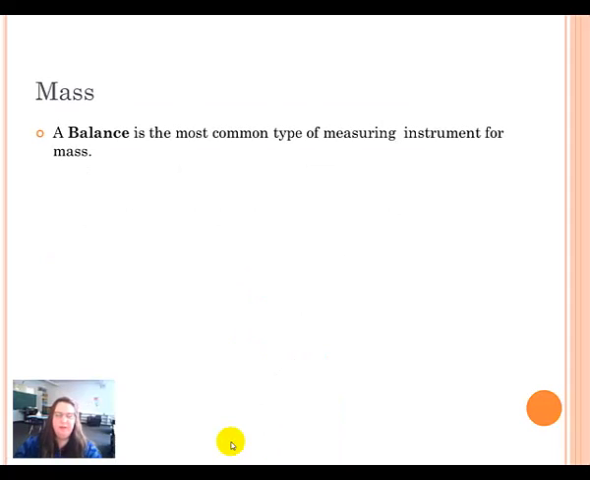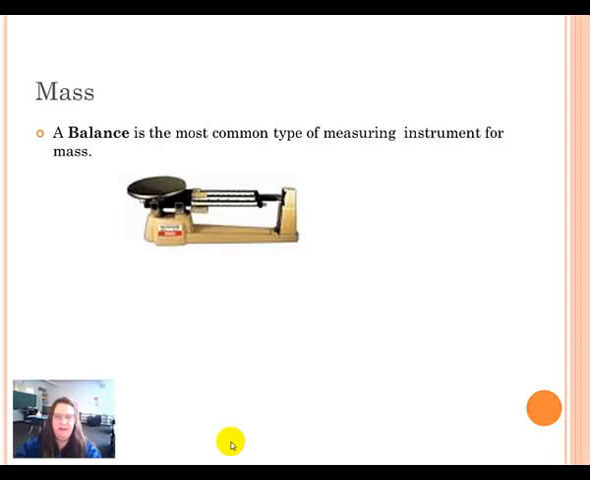How do we measure mass? We use a balance. It's the most common type of measuring instrument for mass, especially in a science lab. This is called a triple beam balance. You can't really see it here, but you can see these weights, and you have a set of 3 weights to try to measure things accurately.